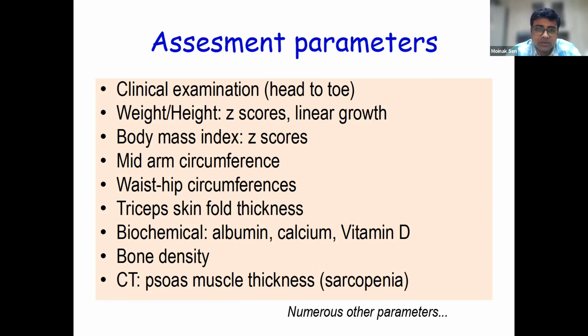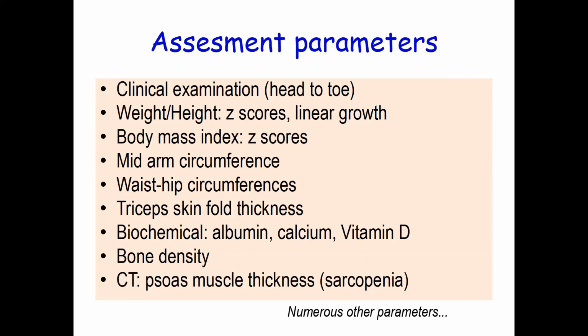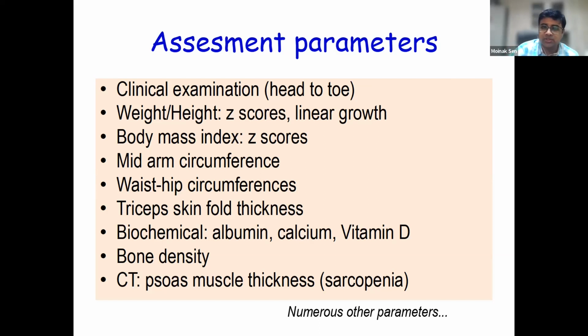Then you have to look at the weight and the height and the Z-scores and the linear growth, the body mass index and the Z-scores, mid-arm circumference, waist-hip circumferences, triceps skinfold thicknesses. And these are some parameters that we use to assess nutrition in a patient. Then you have biochemical parameters also, such as albumin, calcium, vitamin D, the bone density. And nowadays, for research purposes, people have started looking at the psoas muscle thickness for sarcopenia. And there are numerous other parameters that we can go on and on about, but that will not be part of this lecture.